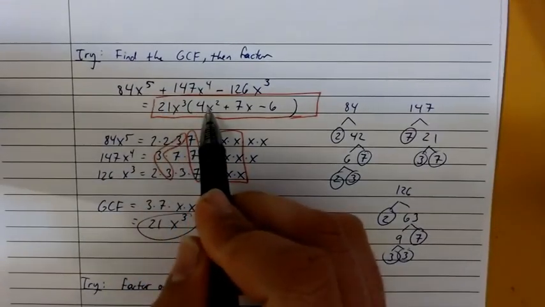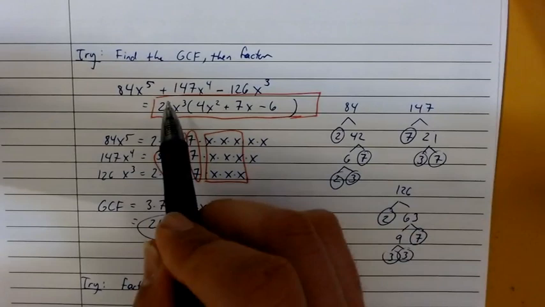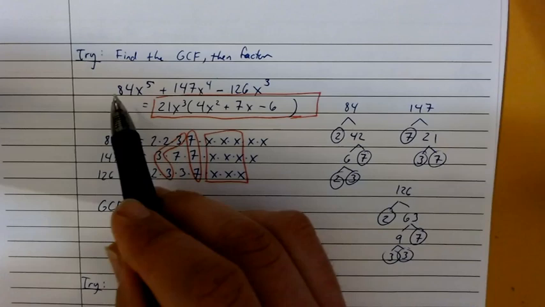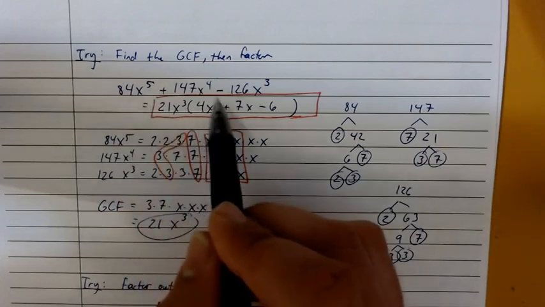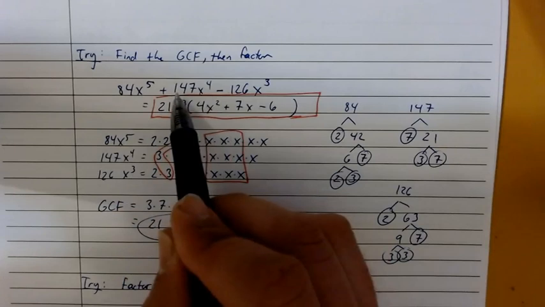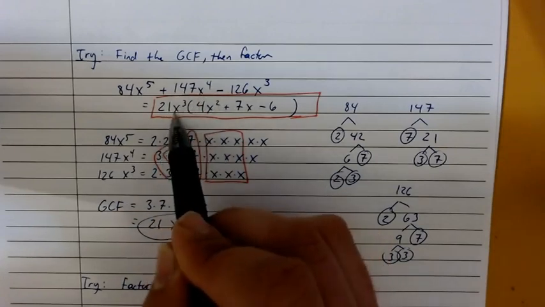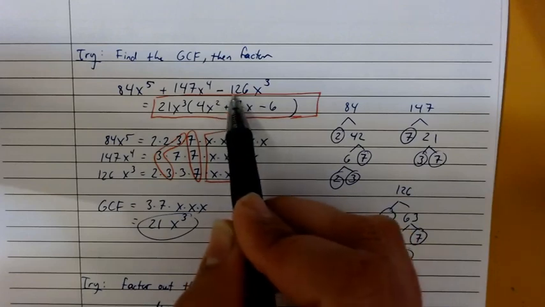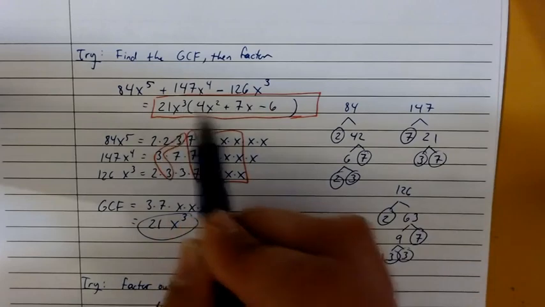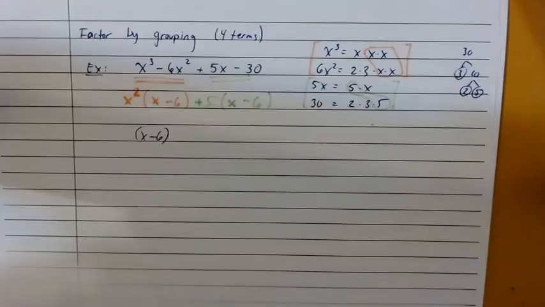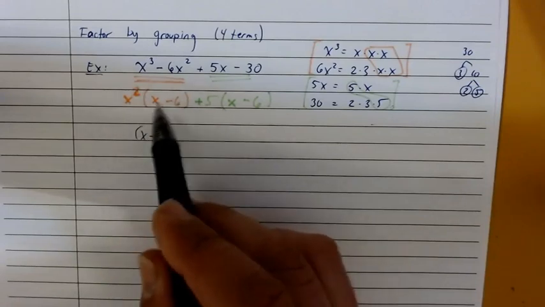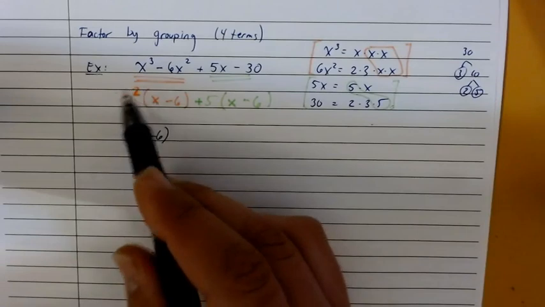Oh, but then what? Well, once we take out the common factor, what's the other factor? Oh, what's what we get when we divide? Divide 84x to the fifth by 21x to the third. That's your 4x to the third. Divide your 147x to the third by 21x to the third. That's your 7x. Divide your negative 126x to the third by 21x to the third. That's your minus 6. So over here, what happens when I divide this by my x minus 6? Well, this part goes away, and I'm just left with my x squared.